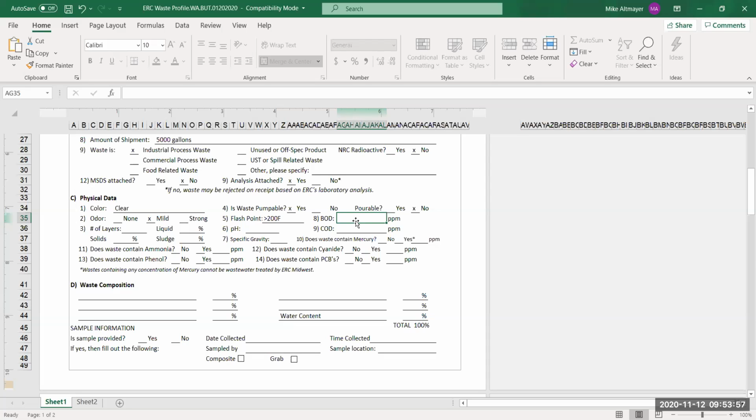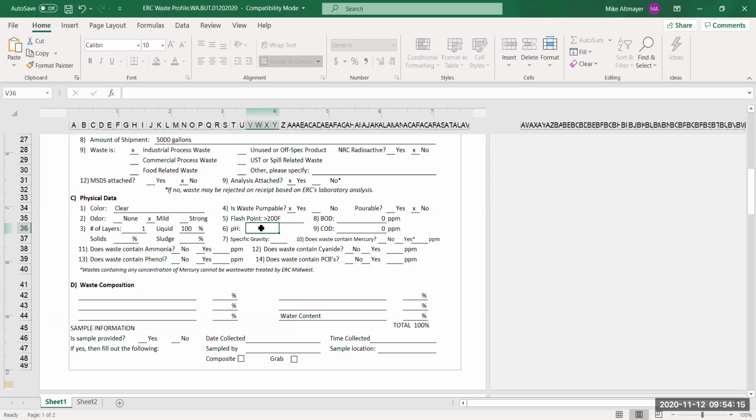So I don't really know. I'll put zeros in here. This is typically how I would fill this out, because I don't have BOD or COD in my theoretical waste stream, but a laboratory would be able to tell you that. Number of layers, 1, liquid, 100%.